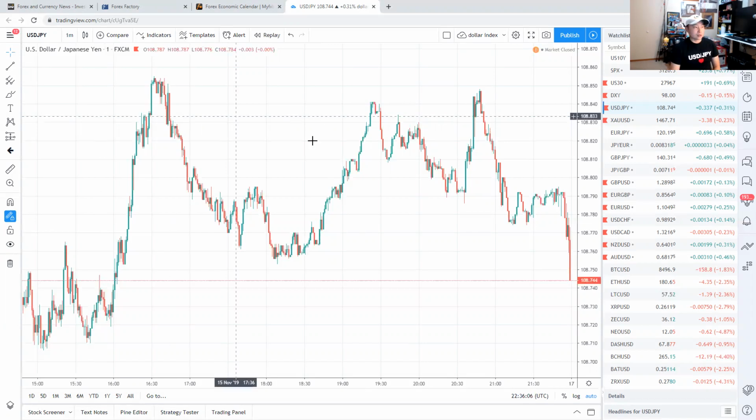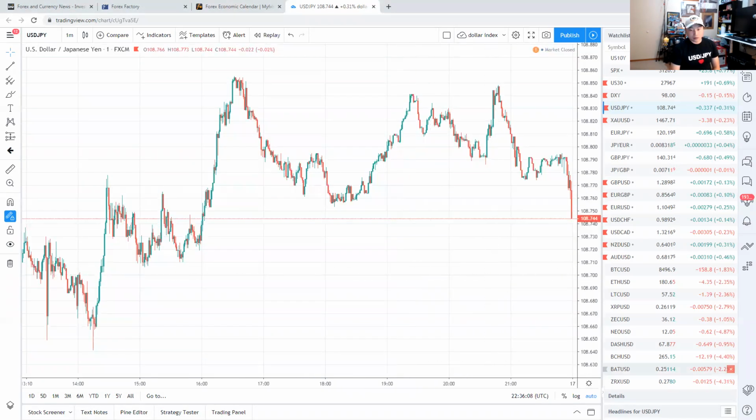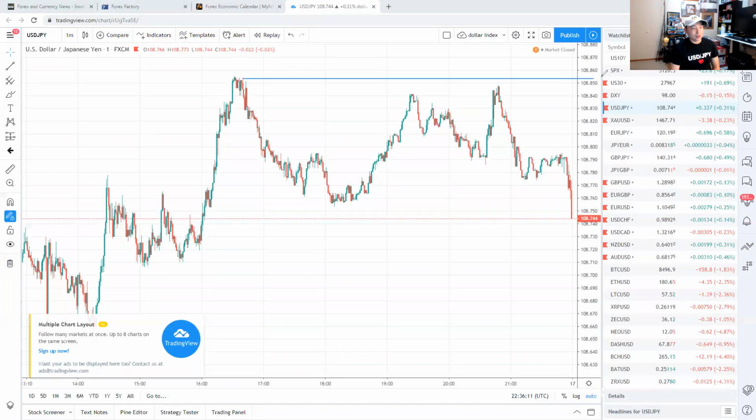And let's look at the price. Resistance 108.85, and then down to 108.74. But let's just round it off to 108.75. You're talking about a 10 pip range right now off the 1 minute, and that's pretty solid on the 1 minute chart, bouncing up and down within the 10 pip range with USD JPY.